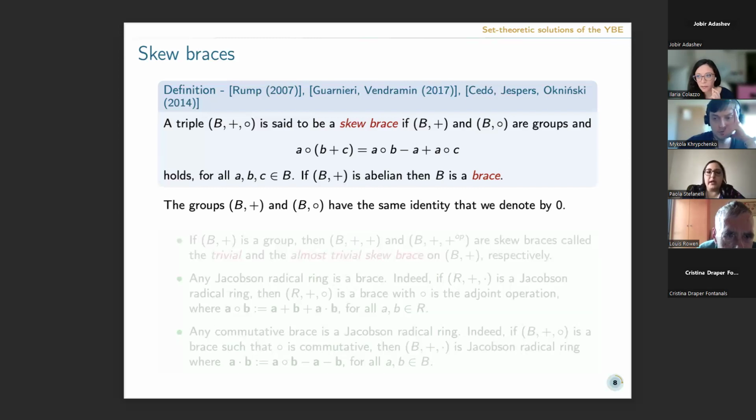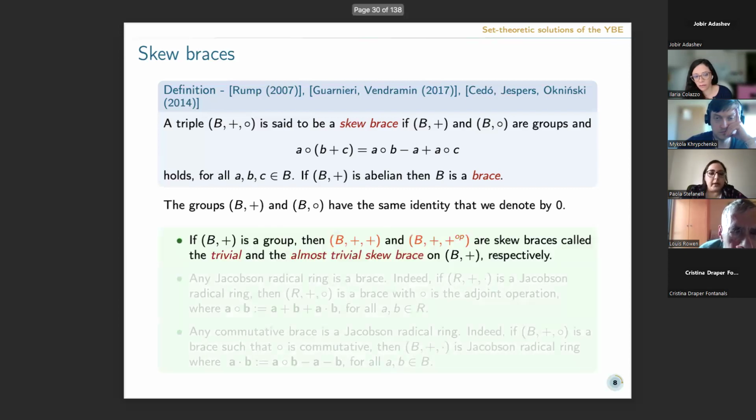I would like also to underline that this is not exactly the definition that we can see in the paper written by Rump in 2007. This is a formulation provided by Cedó, Jespers and Okniński later. So we have to note that the groups (B, +) and (B, ∘) have the same identity that we denote by 0. And groups give rise to easy examples of skew braces. Indeed, if we have a group (B, +), this triple (B, +, +) is an easy instance of skew brace that is called the trivial skew brace.